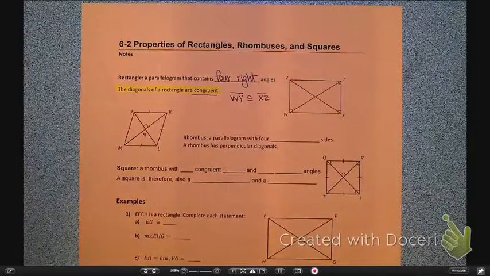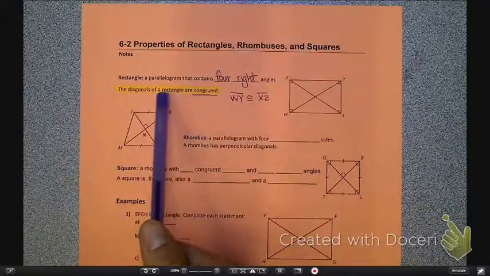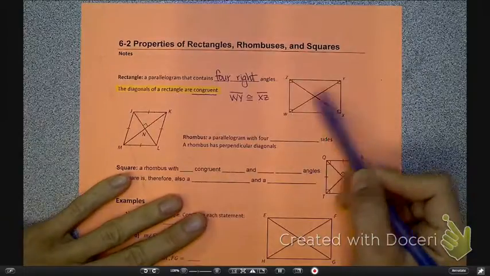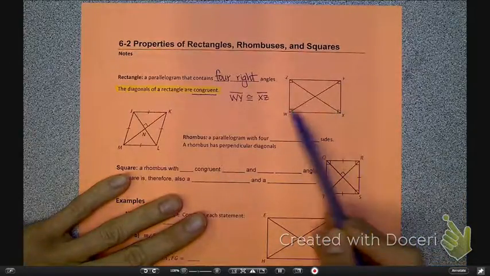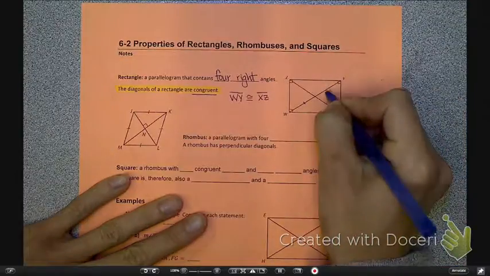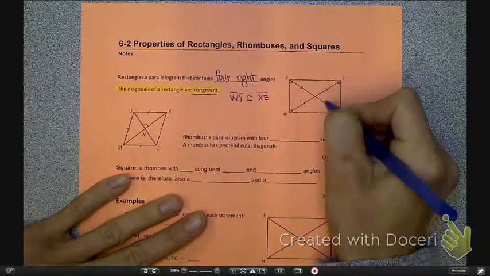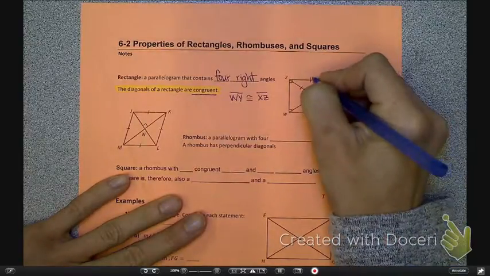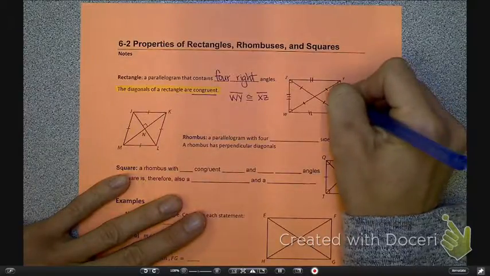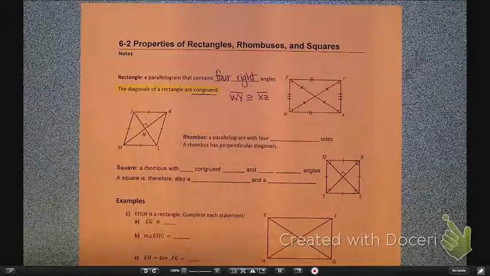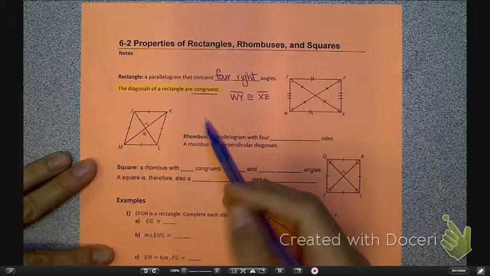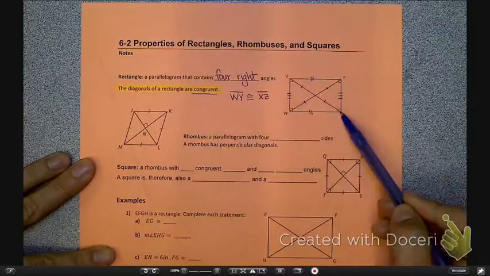Because a rectangle is a parallelogram, it still has all the same properties that a parallelogram had. The opposite angles are congruent. The consecutive angles add up to 180. The diagonals bisect each other, so this part is congruent to this part, and this part is congruent to this part. Opposite sides are congruent. All of those things we learned about the parallelogram are still true for the rectangle. The only main difference is each of the angles is a right angle, and the diagonals are congruent to each other.